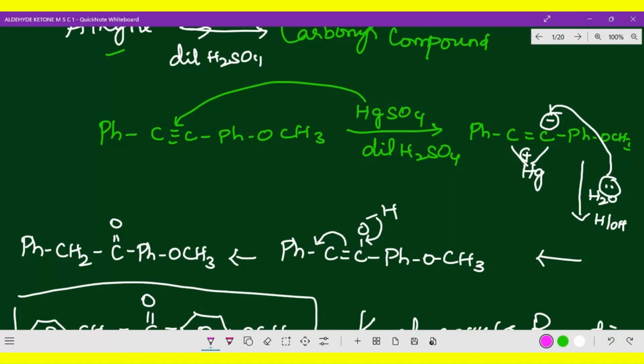One more point I wanted to mention here: with the C-OH double bond, you will get tautomerism. Here C double bond O, here OH, acidic hydrogen. So here you will get tautomerization.